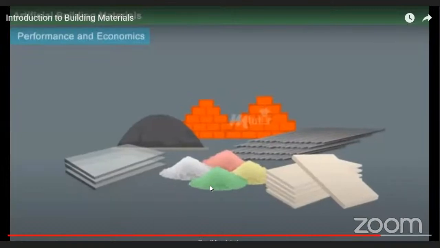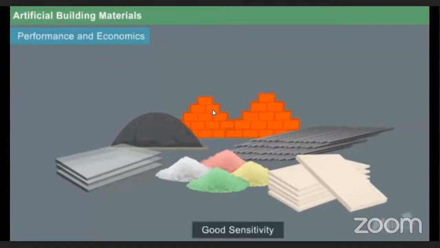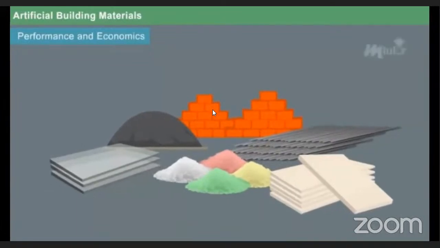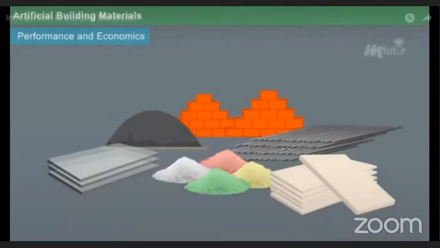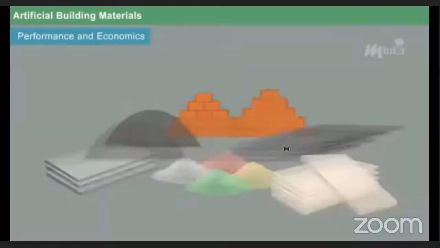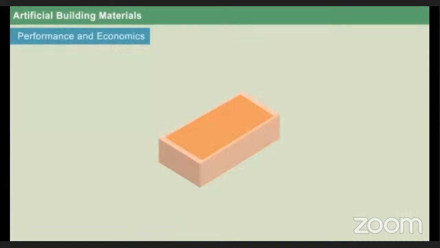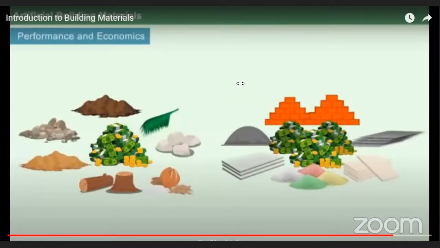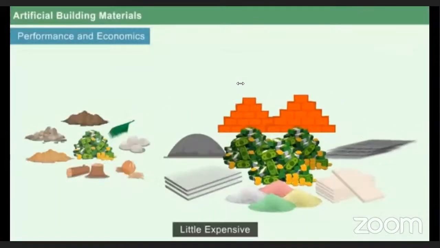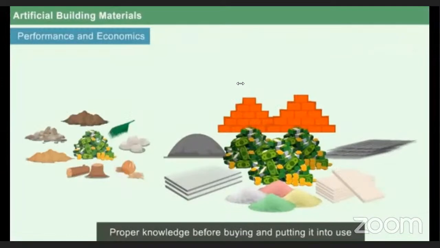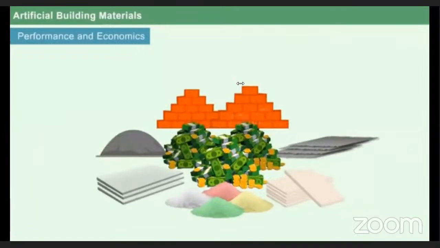Performance and economics of artificial building materials. Most artificial building materials have good sensitivity as they are designed manually. Some materials like cement and metals have strength. Also, they can be molded to any shape as per the needs. When compared to natural materials, they are a little expensive and require proper knowledge before buying and putting them into use.